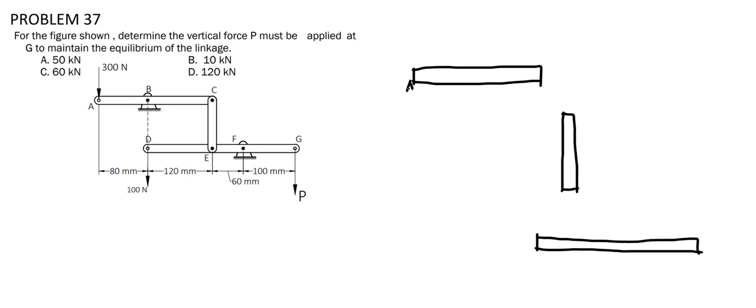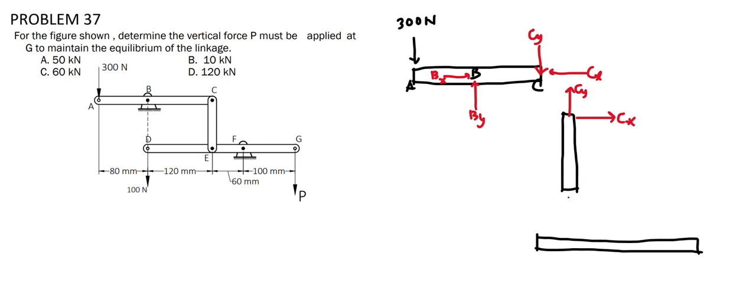So for member ABC, it has a force at A going downwards, that is 300 Newton, and at point B, it will induce a reaction that is both vertical and horizontal. Let's call this Bx and By. And at point C, assuming downward for the vertical force Cy and force Cx going to the left, it will induce a reaction that is equal and opposite at point C, going upward, and Cx going to the right.